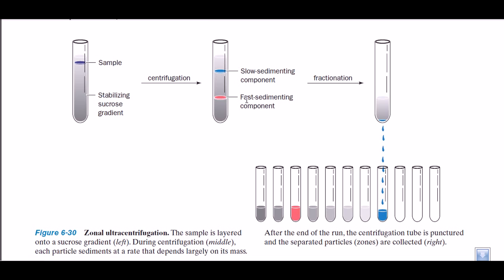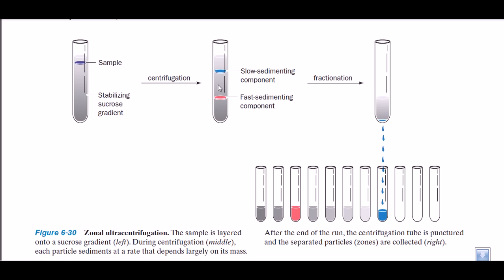This picture is after the centrifugation. Each particle sediments at a rate that depends largely on its molecular mass. So memorize this, never forget this. According to this zonal centrifugation, whatever density is provided comes from the matrix, the solution in which the sample has been added. The density is provided by this matrix, but the actual property of the macromolecule which helps it to be sedimented is its molecular mass.